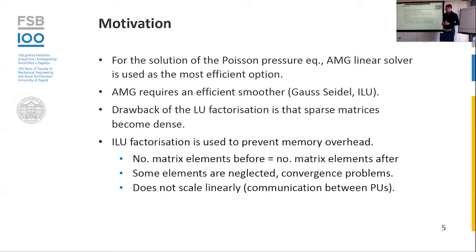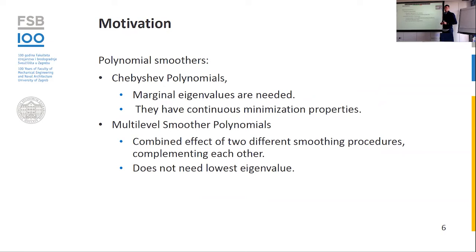It has a drawback, so actually not ILU, but LU, just lower-upper factorization, has the drawback of memory overhead. So to prevent memory overhead, we use ILU factorization. But ILU factorization in this case also has some drawbacks. For example, it could have some convergence problems and it does not scale linearly because it has intensive communication between processing units. To deal with that, the idea is to use polynomial smoothers, for example Chebyshev polynomials, which only need the largest and the smallest eigenvalues, and they have continuous minimization properties. Another polynomial smoother is the multi-level smoother polynomial, which only needs the largest eigenvalue.